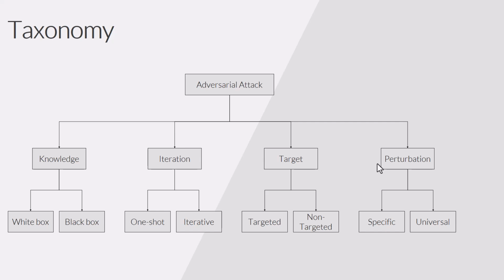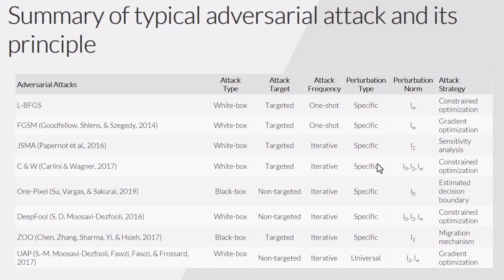This is the entire taxonomy of various kinds of adversarial attack. We can classify it based on knowledge, number of iterations, target, and perturbation, and there are further sub-classifications of them. Due to time limit, I am not going to explain each and every one of them, but this is the taxonomy of adversarial attack. This is the summary of some of the most typical adversarial attacks and their principles and characteristics.